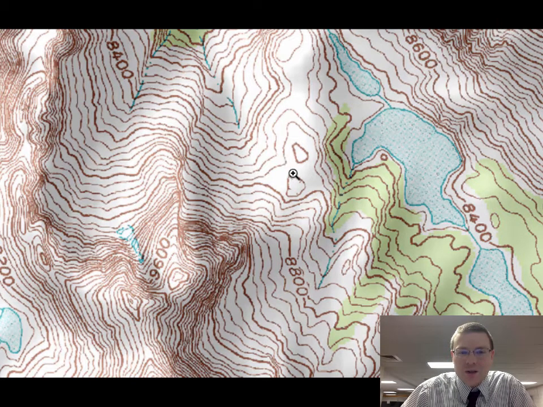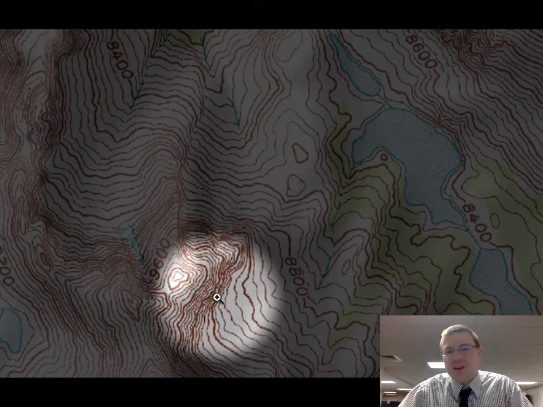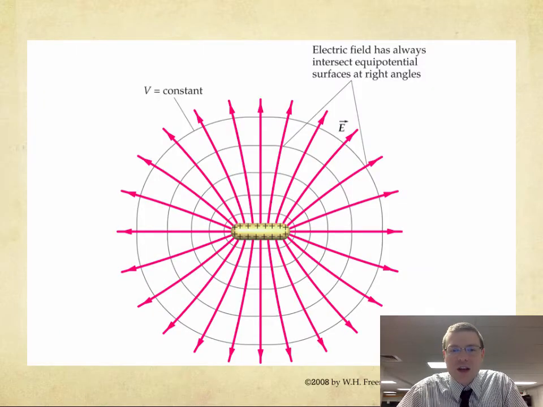And where there's a big spread between lines, that means there's a very, very low grade, kind of like when we get to the edge of the point charge. There isn't a very large elevation change. Where the lines are bunched up really close to each other, the elevation changes very dramatically over a very small distance. So an equipotential surface is a location around charged objects where you get the same potential or voltage at each location. For point charges, it makes nice circles, and for this bean shape, you can see that the equipotential surfaces go out as larger and larger ovals.